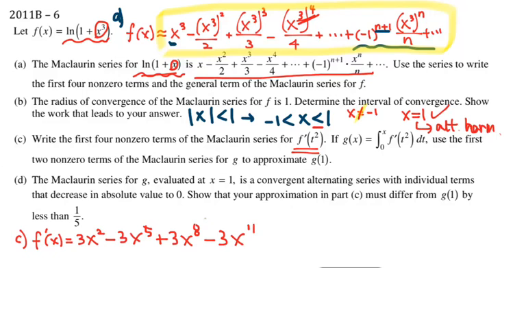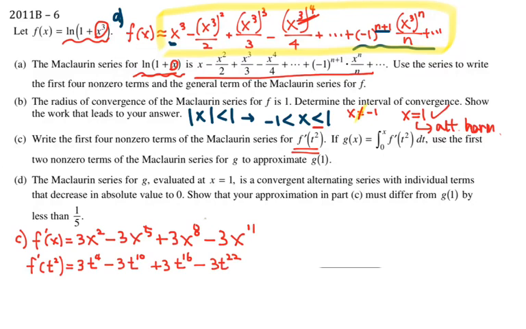All right, now. But what we are looking for is f prime of t squared. So in place of x, I'm going to put t squared. So we get 3 t to the 4th power minus 3 t to the 10th power plus 3 t to the 16th power minus 3 t to the 22nd power. So that's basically what we have for the first part.